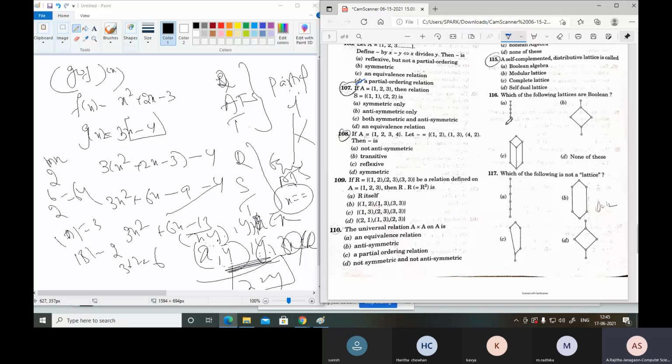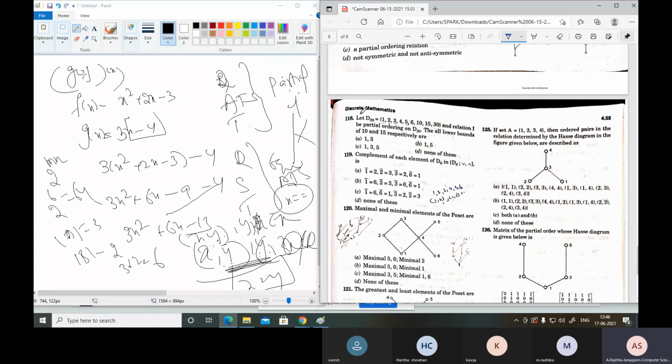lattices of Boolean lattice. Okay, which of the following is not a lattice? So ఇందులో lattice కానిది ఏంటి? Here the lattice is not here. This is a lattice and this is also a lattice and this is also a lattice, every two elements have an upper bound as well as a lower bound, and this is also a lattice. Right, because here this is not a lattice. So ikkada idi anni kuda lattice andi.